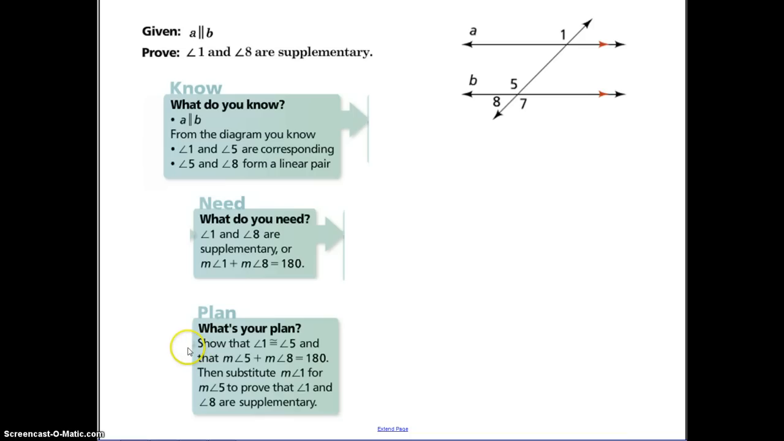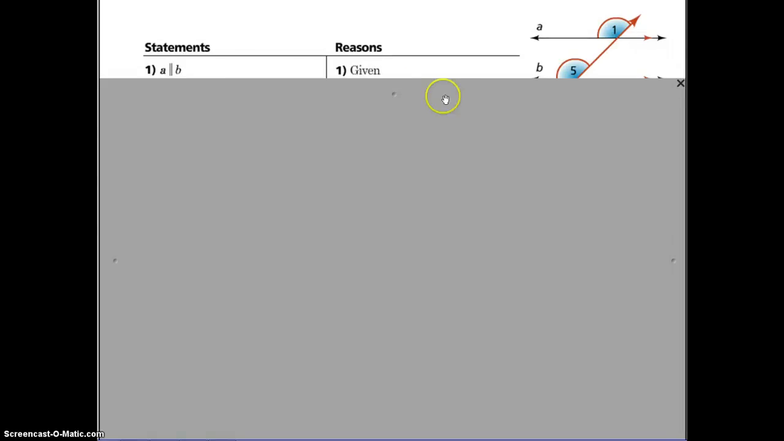We're going to show that angle 1 is congruent to angle 5 and that the measure of angle 5 plus the measure of angle 8 equals 180 degrees. So we're going to substitute the measure of angle 1 in for angle 5 so that we can get angle 1 and angle 8 to be supplementary. So let's see how we can do that.